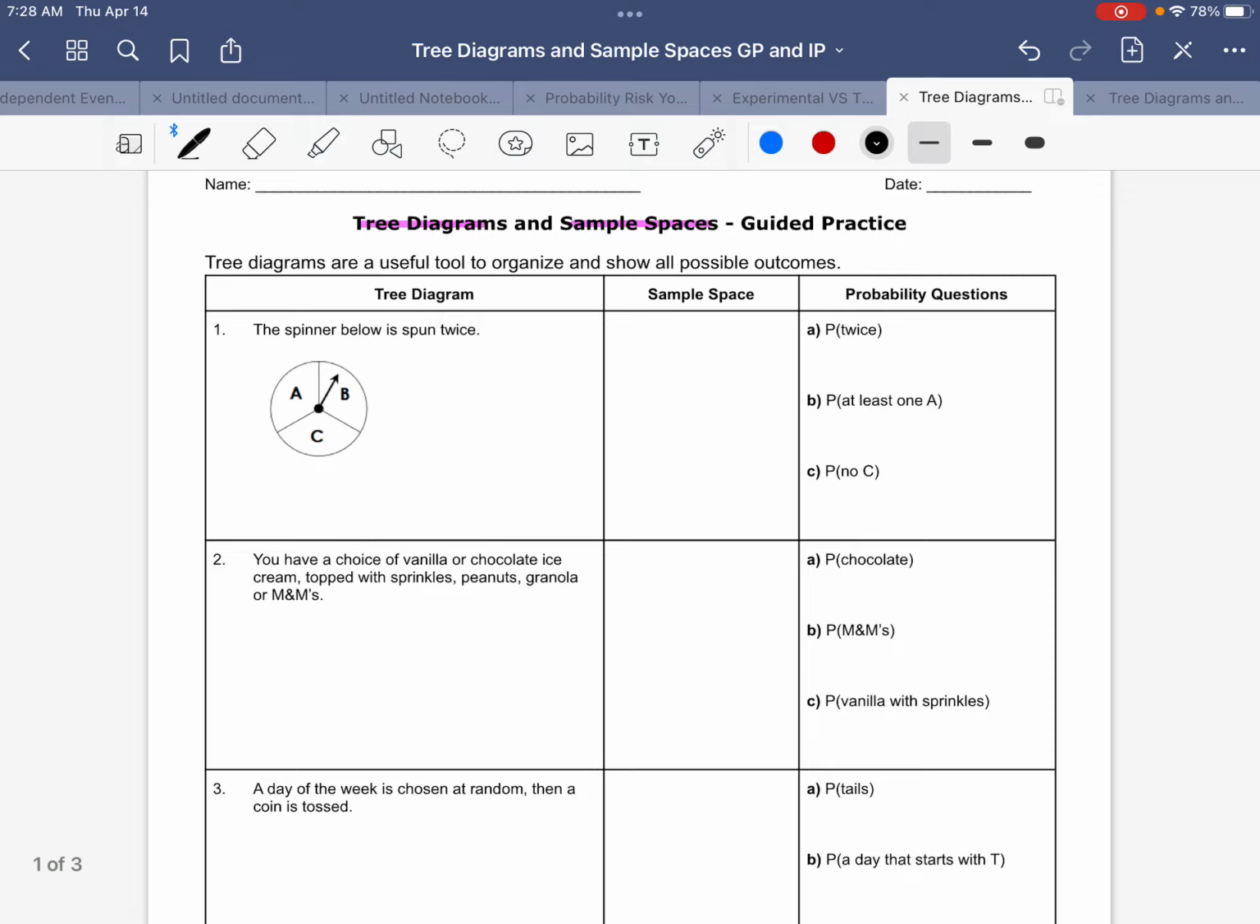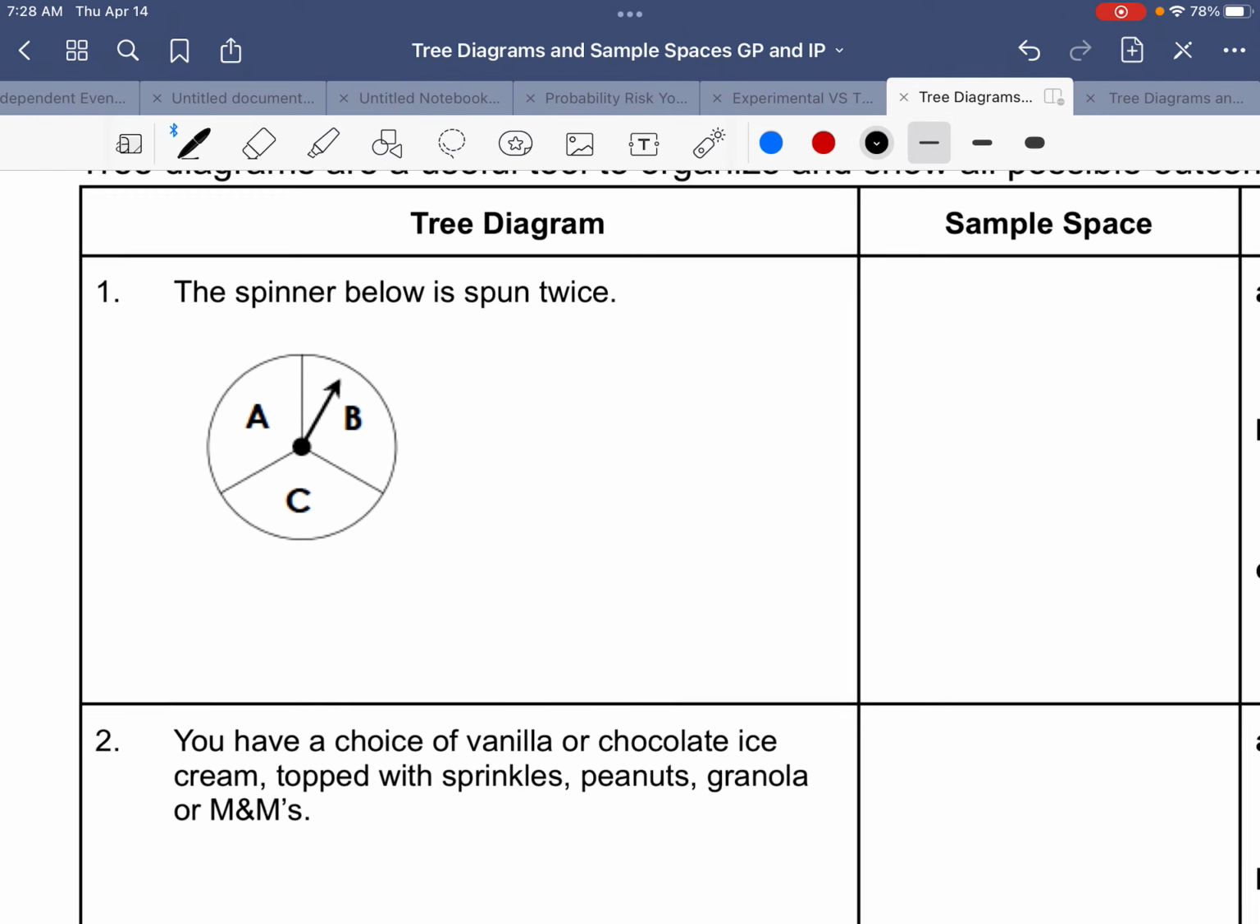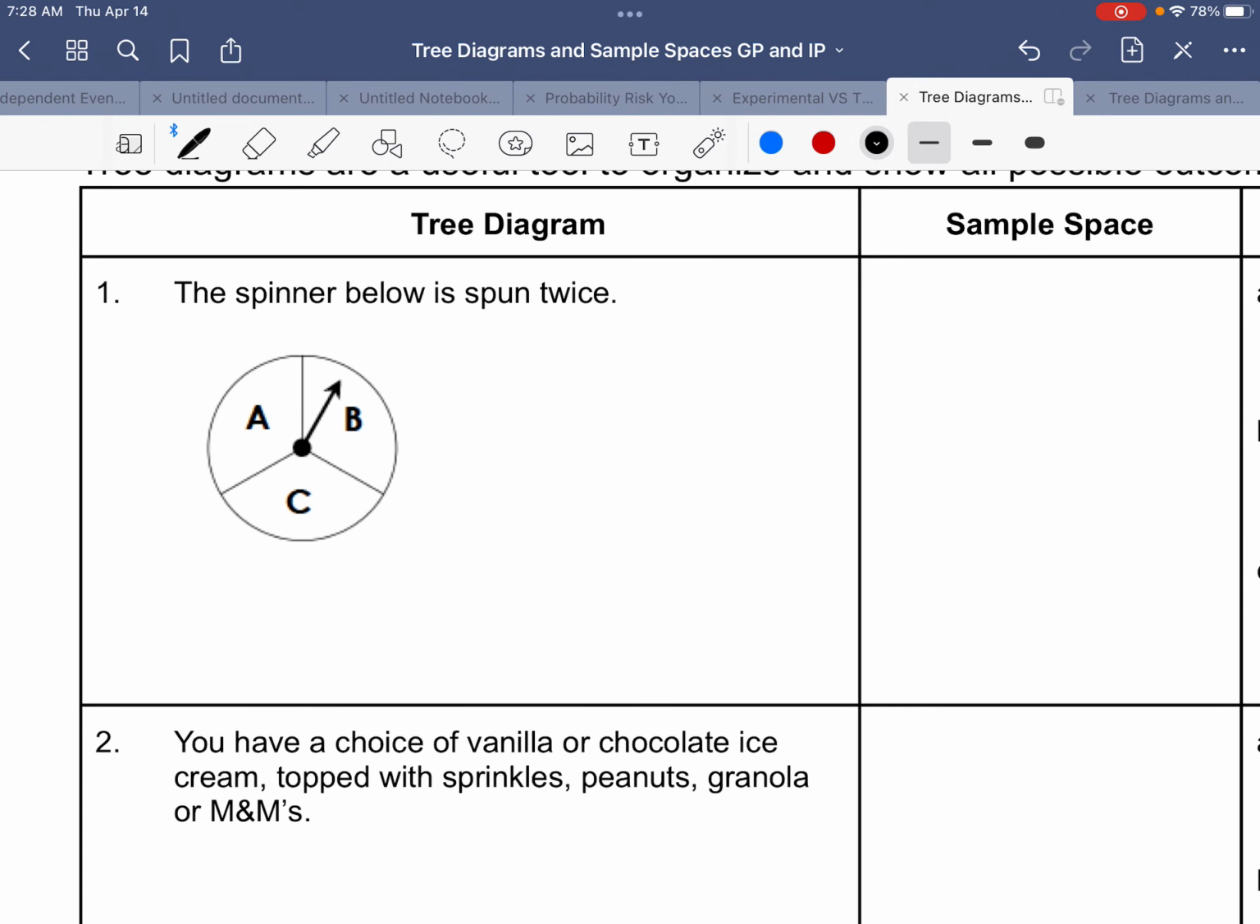So our first example here, we have a spinner with A, B, and C, and it says the spinner is spun twice. So we're going to create a tree diagram. We have to figure out how many possible outcomes are on this spinner, and we have 3. So we're going to create 3 branches and label them each section of the spinner, A, B, and C. That's for the first spin.